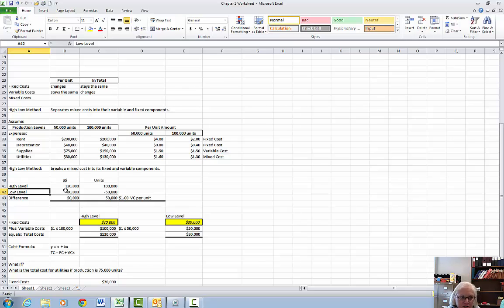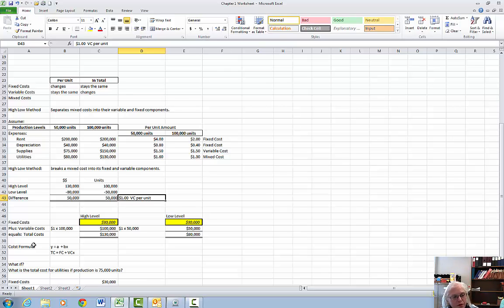So my dollars at the high level for utilities is 130,000. My units for the high level is 100,000. At the low level, my dollars are the 80,000 and my units are the 50,000. The difference is $50,000 divided by 50,000 units, which gives me $1 variable cost per unit.